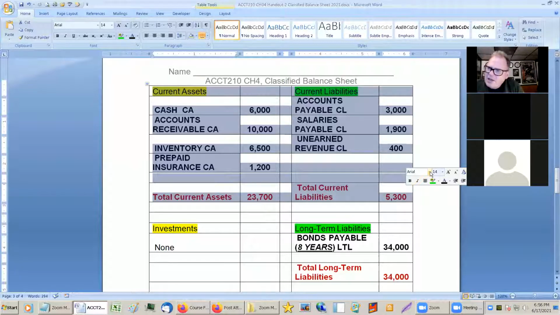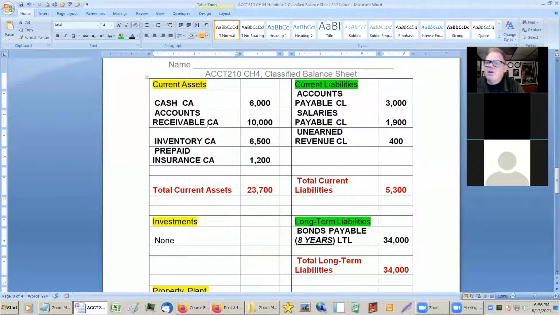Okay, so I think I'll send out a test. I'm not going to put the classified balance sheet on there. This will come as a handout for the class, but I'm not going to put a classified balance sheet on there. I'll just send out accounting cycle one.